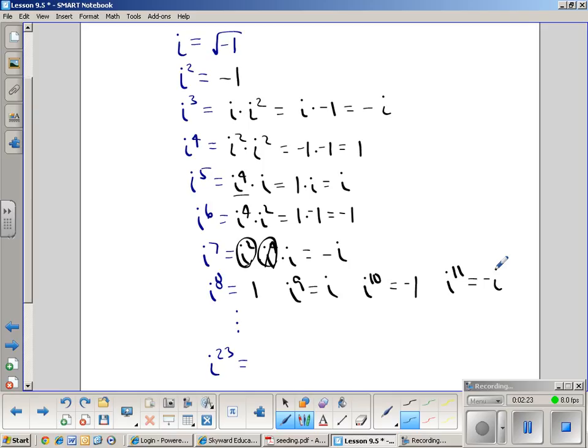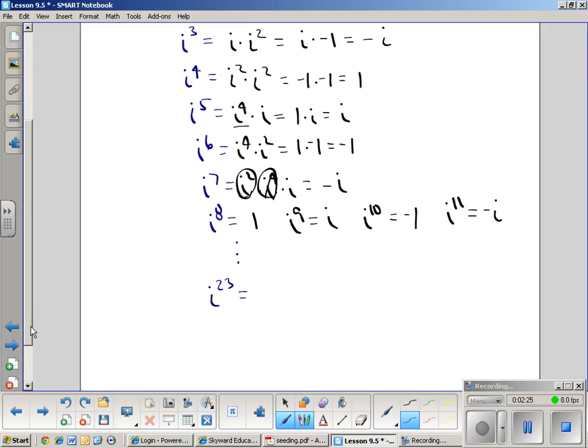So what's i to the 23rd? It's going to be a third one. Correct. It's going to be what? These 24 would be the fourth term. Yeah. So that would be a third term. Okay, so what is it? Negative 1. Negative i. Oh, negative i.